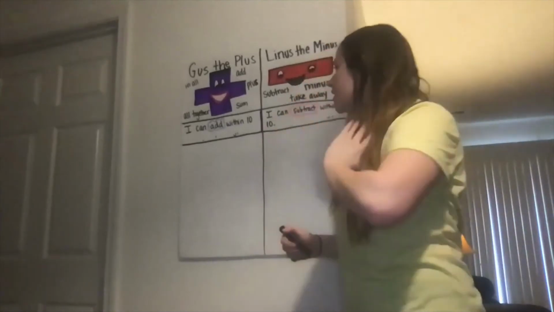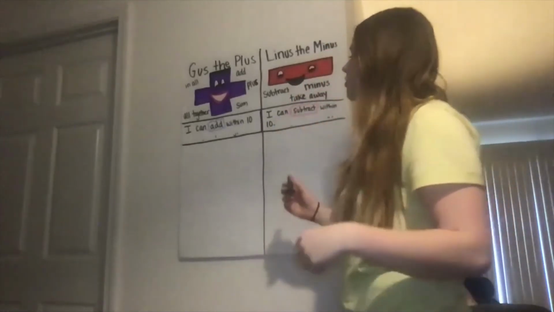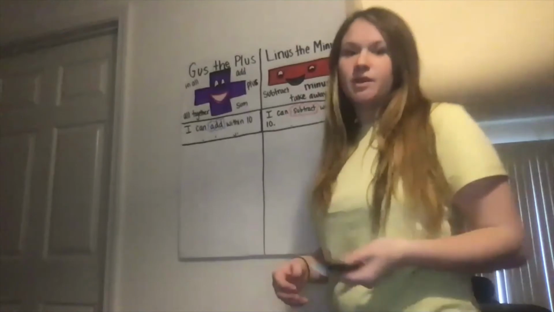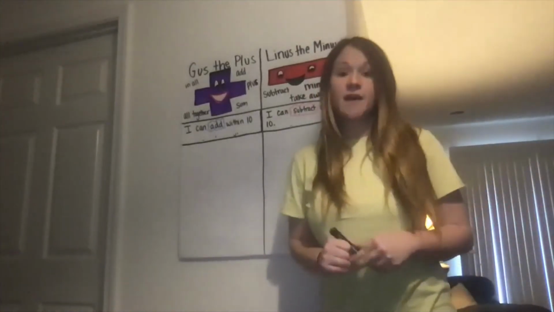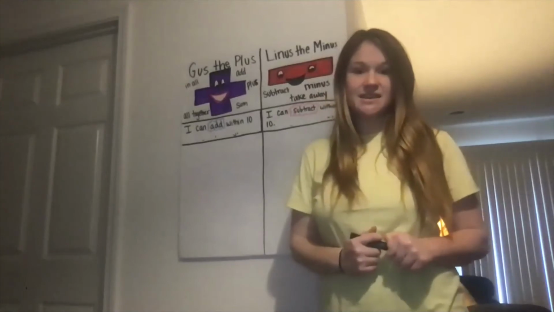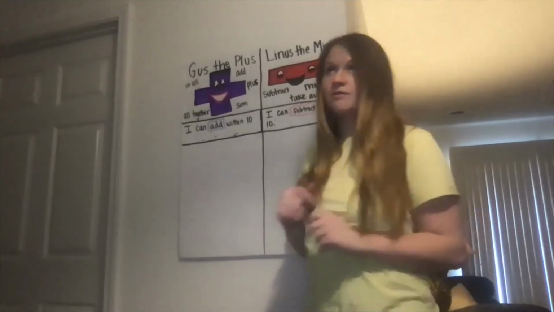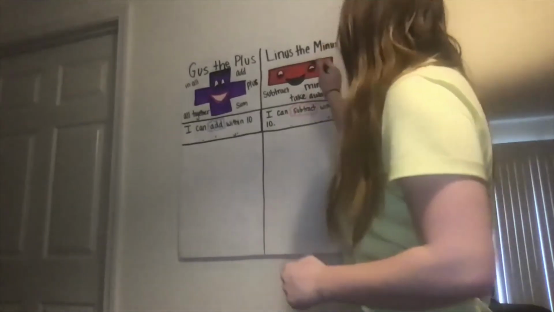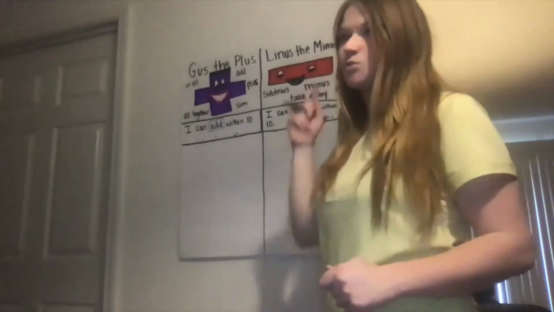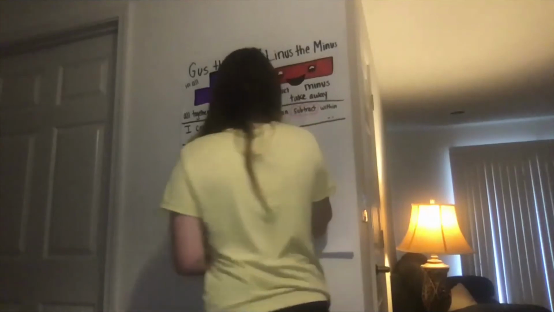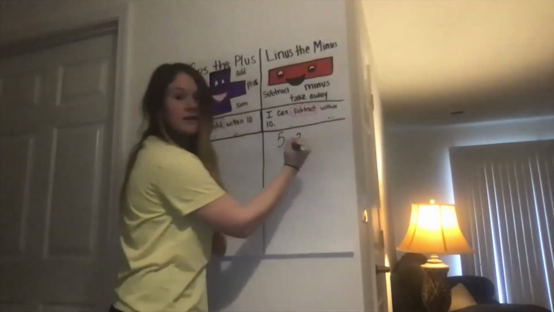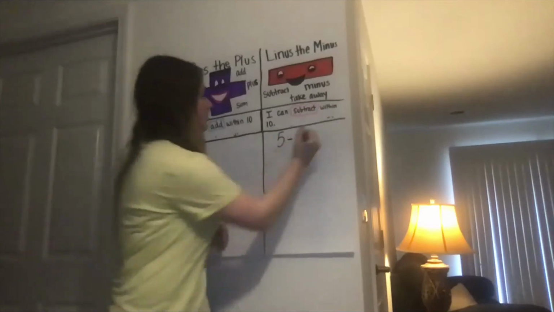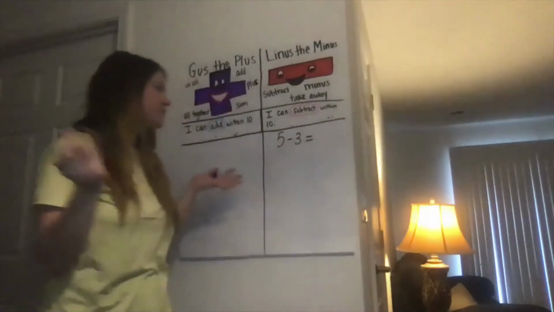So I'm going to use pictures today. We're going to draw some pictures. So I'm going to give you a problem. This problem is 5 minus 3. Okay, 5 minus 3. Well, Linus the Minus, we heard minus. So this is how we read it: 5 minus 3. Okay, 5 minus 3 equals something.